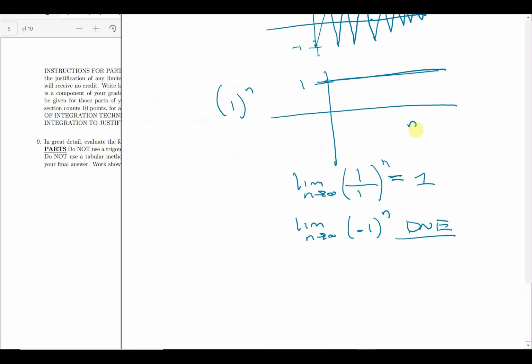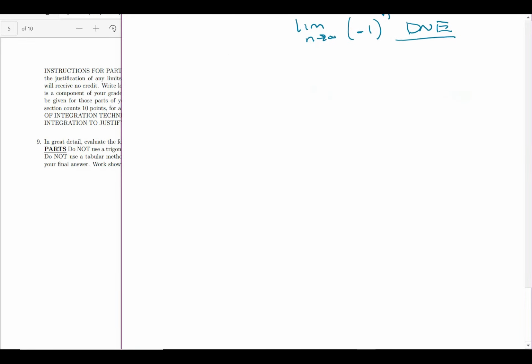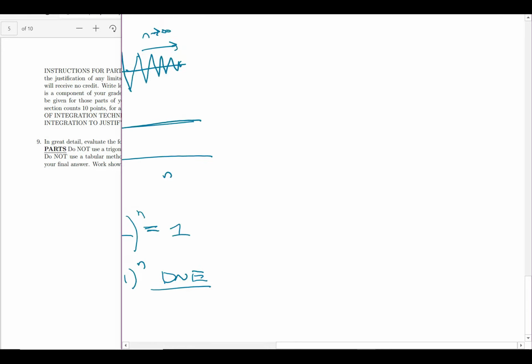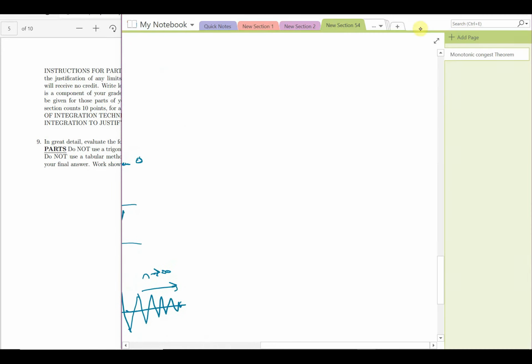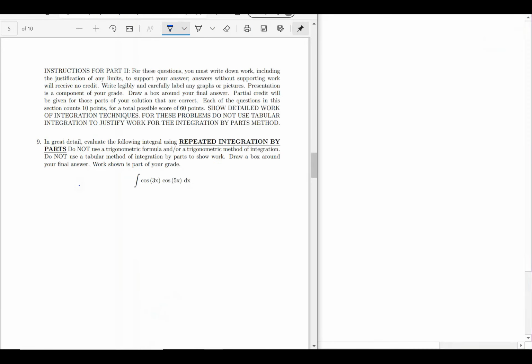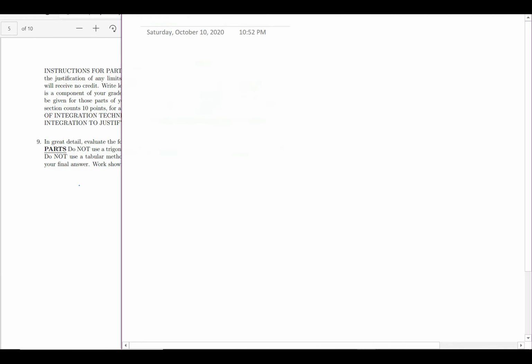Okay, so now this is an interesting problem. Let me get a new set. Okay, so it says, in great detail, evaluate the following integral using repeated integration by parts, and do not use trigonometric formulas or trigonometric methods of integration. Do not use the tabular method. Okay, so we have the indefinite integral of cosine 3x, cosine 5x dx.